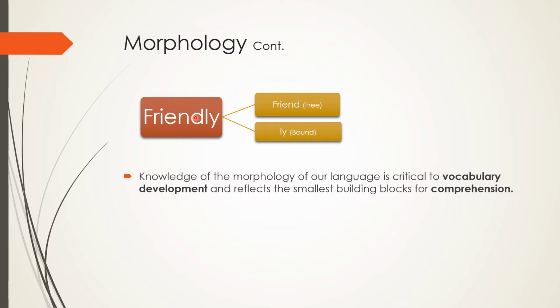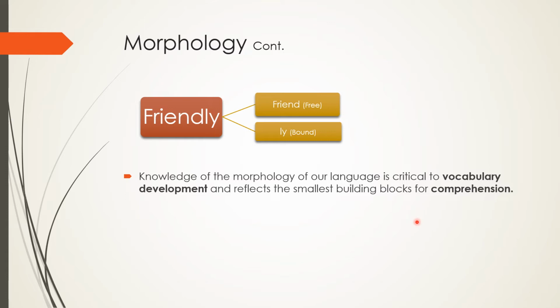So there are lots of words like that. If they can stay separately, then we can call it a free morpheme. If they cannot, then we consider it a bound morpheme. So knowledge of the morphology of a language is critical to vocabulary development. If you want to learn a language, you need to have a proper idea of morphology, because this will give you critical information on vocabulary development, and it reflects the smallest building blocks for comprehension. If you don't understand a word, you cannot produce the meaning of a sentence.